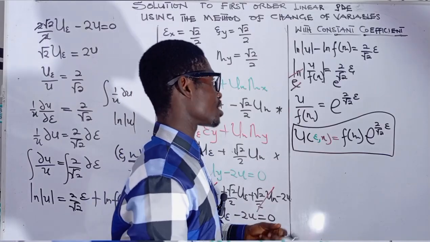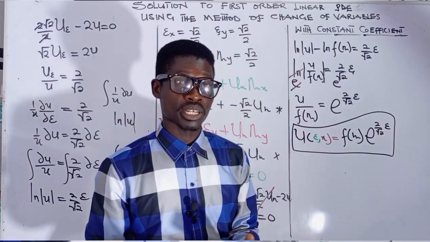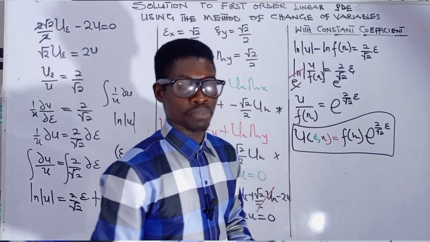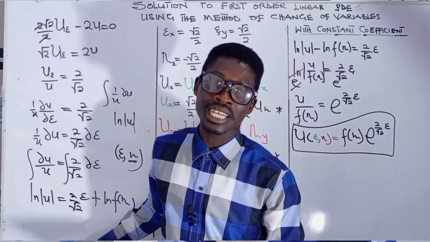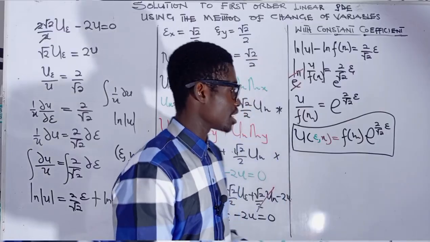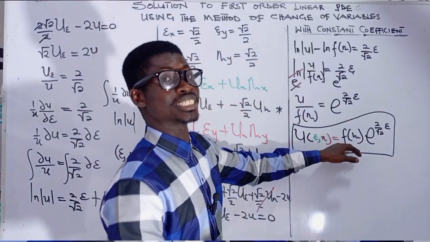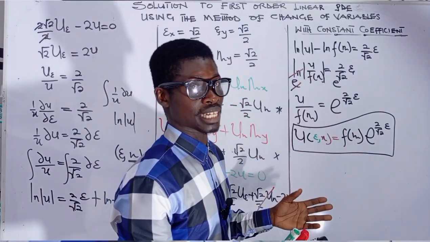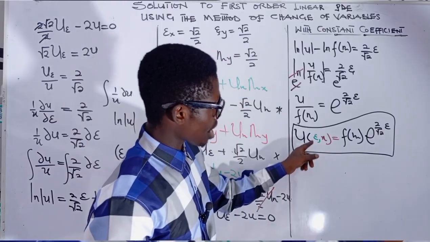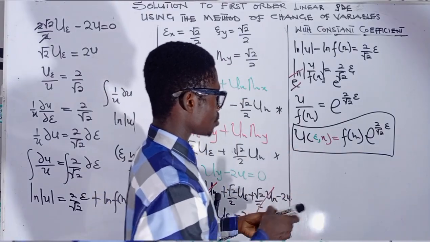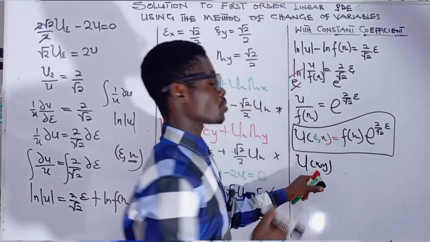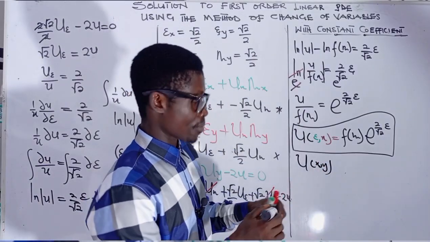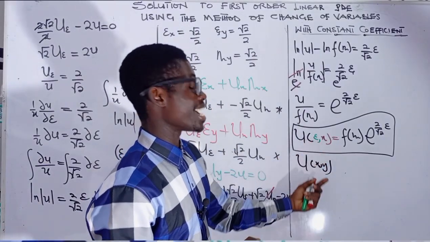But I realized that the question was given in terms of x and y. So we have to return back the variables, that is the last step. Return the variables from u(ξ, η) to x and then y. So at this point, we are going to return back to the original variables, x and y, because we have ξ and η. We want to get the general solution in this form, u(x, y). This is what we want to have. But we have ξ and η, so we have to bring our x and y back.